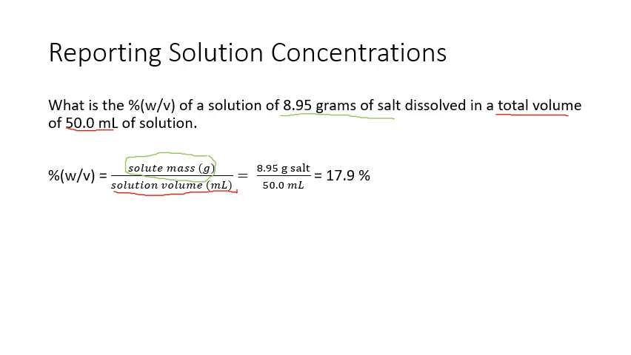Now, grams and milliliters aren't the same unit, but for this case, you actually can let them cancel each other out, even though grams is a unit of mass and milliliters is a unit of volume. It's okay for this case to let those cancel out and ignore those units, so that you have 17.9%. So 17.9% weight volume is the concentration for this particular solution here.